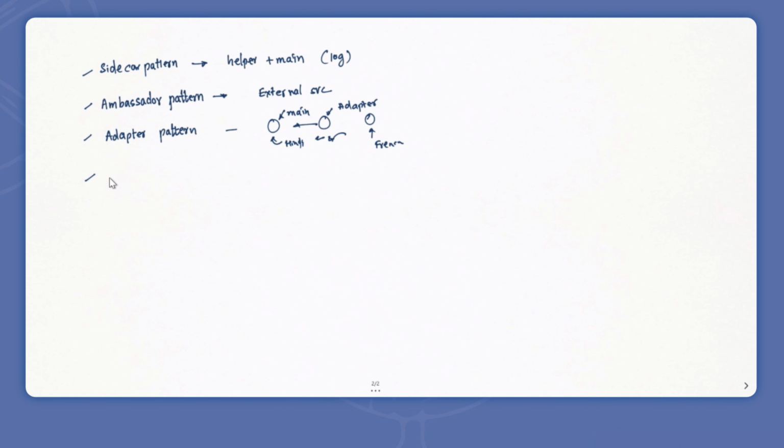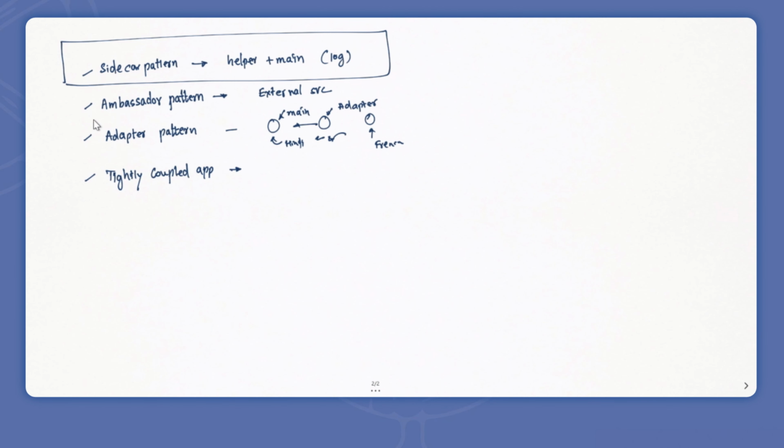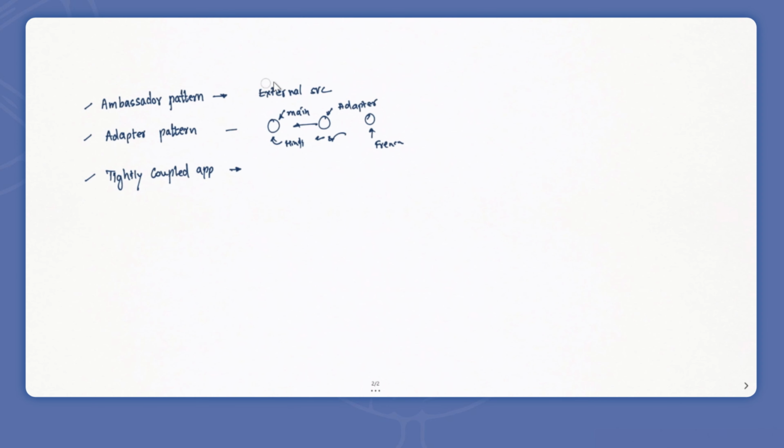And then tightly coupled apps means it's like a husband and wife, both performing together. When two programs always need to run together, like a file processor and watcher type of thing. So this is the case of a tightly coupled example. So we'll understand this in more detail. Now, the ambassador pattern.